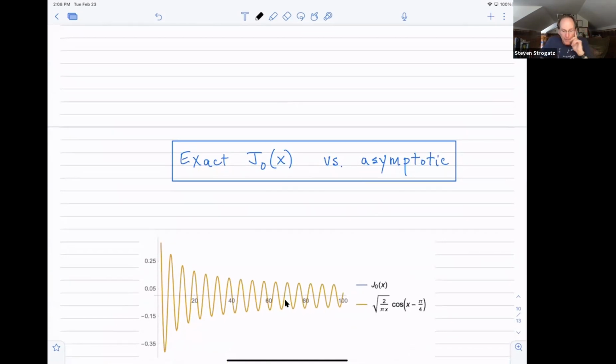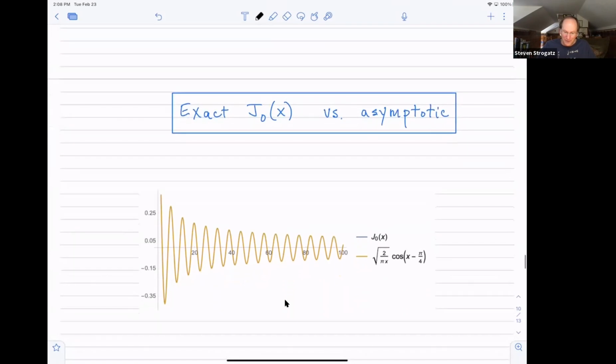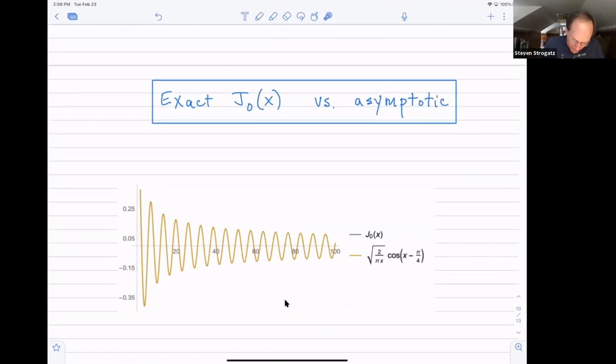And at first I thought Mathematica was doing something wrong, or I was doing something wrong, because I didn't see any blue. But of course, you probably know what's going on, which is that the blue is so magnificently approximated by the asymptotic formula that it's covered. So that becomes a little more clear. If you see what I've done in this picture, I'm going out to x equals 100.